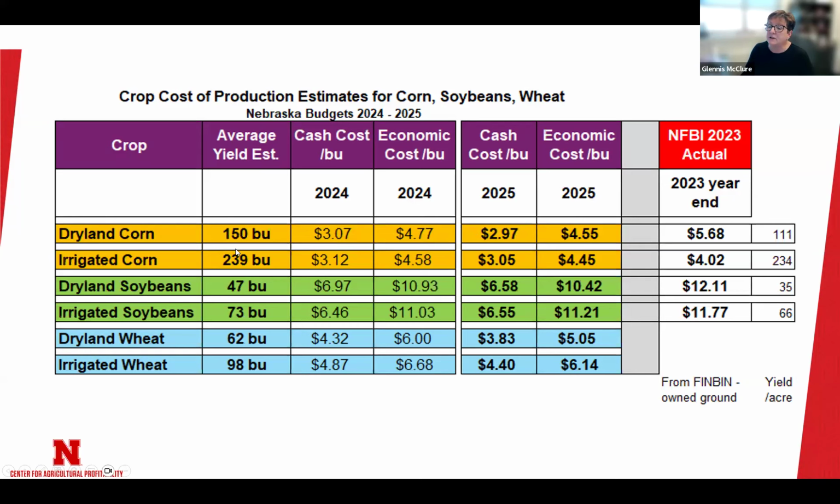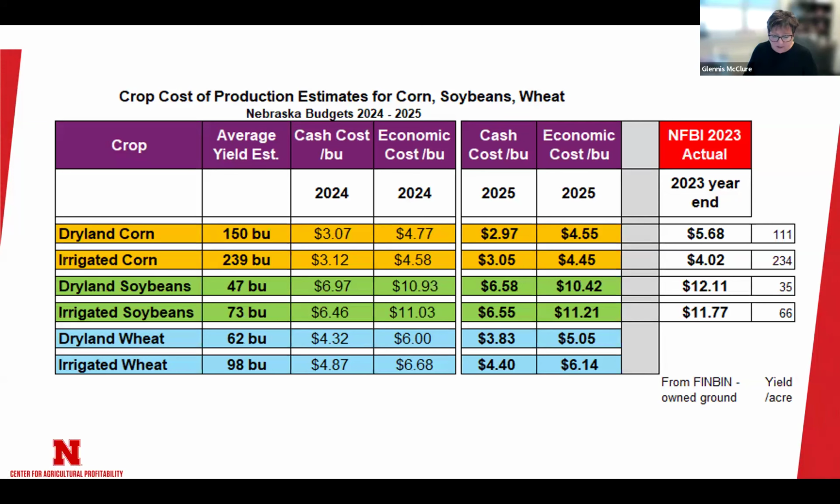Irrigated corn, again, if I took all of our irrigated corn budgets, I'd have a 239 bushel yield. And you can see how those costs have changed from 2024 to 2025. All right. And then dryland soybeans, irrigated soybeans, and how those costs have changed, as well as some wheat budgets. And so you can see basically across the board, we have a little less cost calculated in. Now this one, irrigated soybeans, actually went up, all right? And our dryland went down slightly.